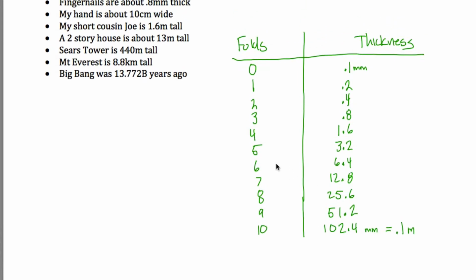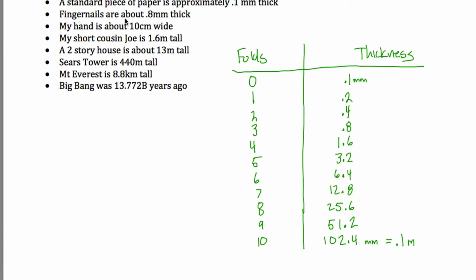So to give these things some context, 0.8 millimeters is about how thick a fingernail is. So if you're trying to keep in your head how thick this stack of paper is, or this one paper folded in half this many times, after 3 folds we're up to fingernails.